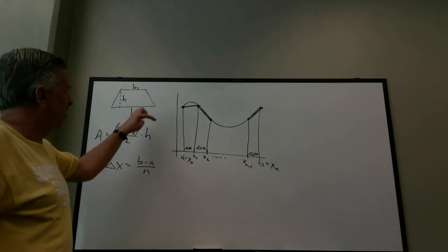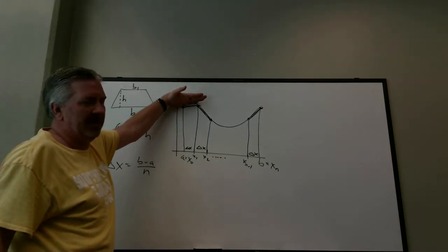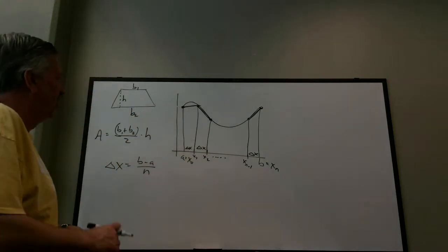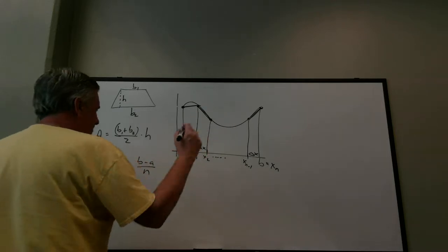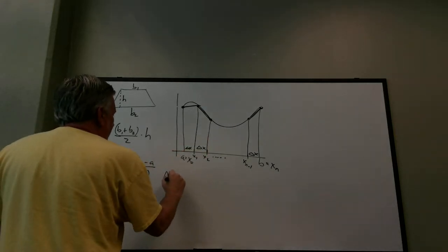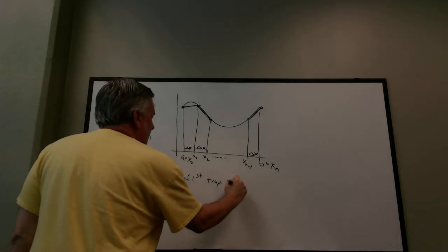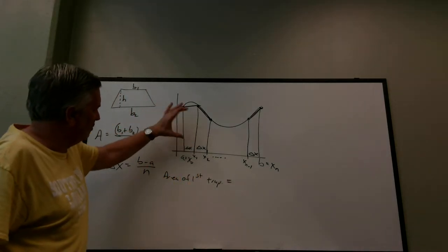Okay? So we're using both endpoints to connect to make a trapezoid. When we did rectangles, we used the left or the right. Here we have to use both. Okay, just to get ourselves going here, what's the area of the first trapezoid, the one determined by the first interval?